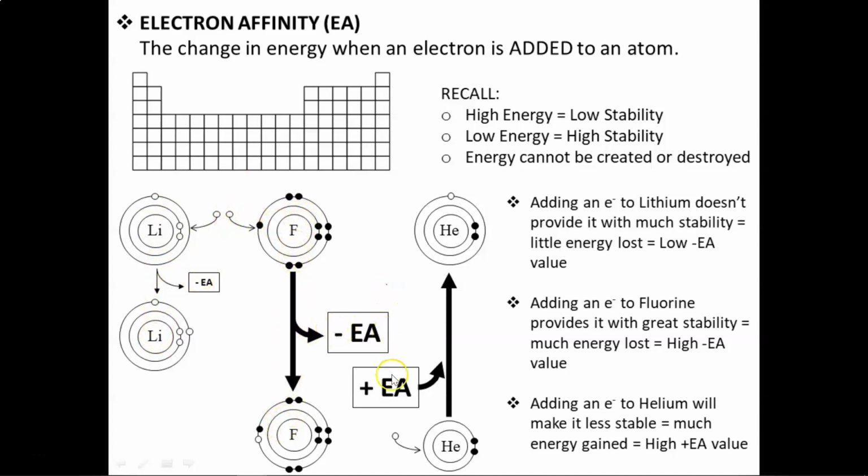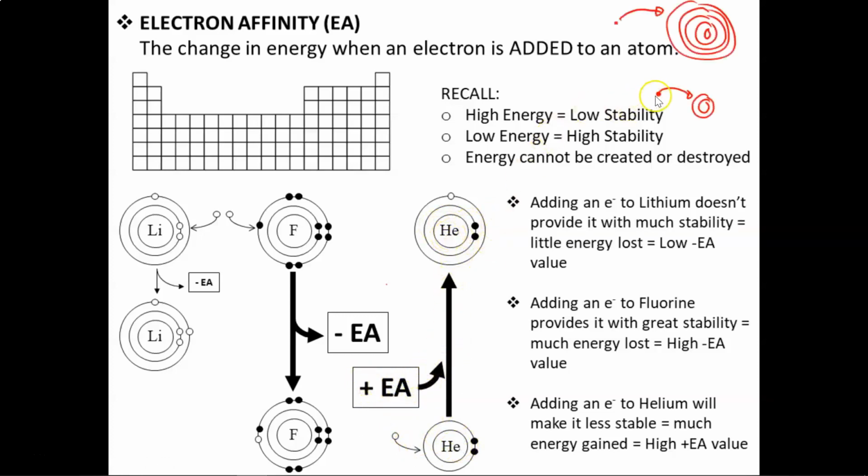But what if you try to add an electron to something that's already stable? Helium, for instance. So helium is already quite stable. By adding an electron in, you destabilize it. As we saw over here, if you have low stability, you have high energy. So in the process, you're giving energy to the helium to make it unstable, and that's why its EA value is going to be positive. And so typically, noble gases, their EA values will be a positive value because adding an electron to it makes it unstable and in the process adds energy to the atom.